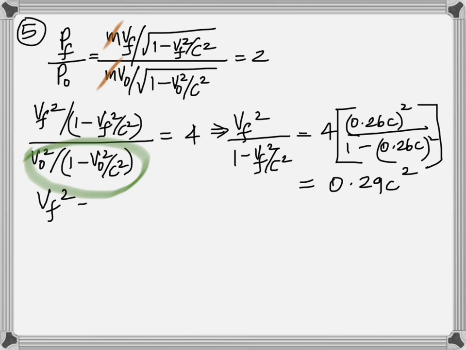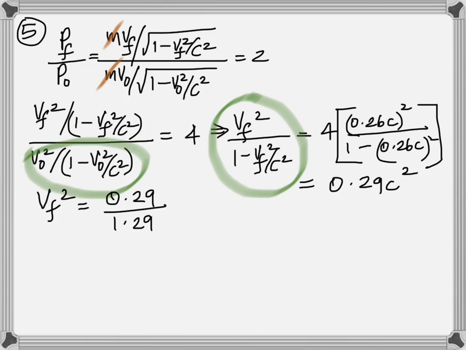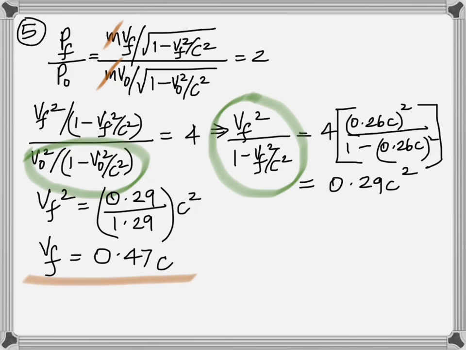Okay, now this is a tricky part, because if you were to proceed geometrically, you could isolate Vf from here, but there is a faster method, and that is Vf squared is just whatever you got divided by, add 1 to it, 1.29 c squared, and Vf is 0.47 c when you take the square root.